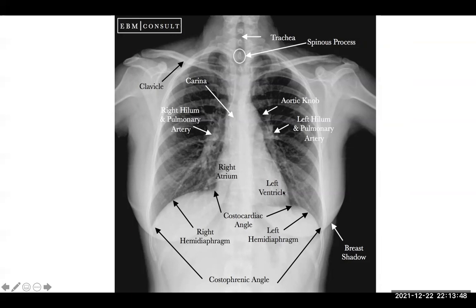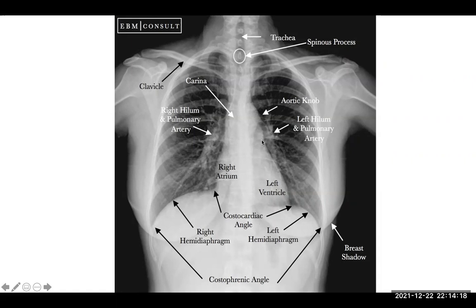And this is the left ventricular area, this is the right ventricular area, and this is the right atrial area. So always keep in mind that this border is not the right ventricular area, it is the right atrial area. Okay, so this is the diaphragm, and this is the costophrenic angle, of course, and this is the breast shadow. So it is the X-ray of a female.